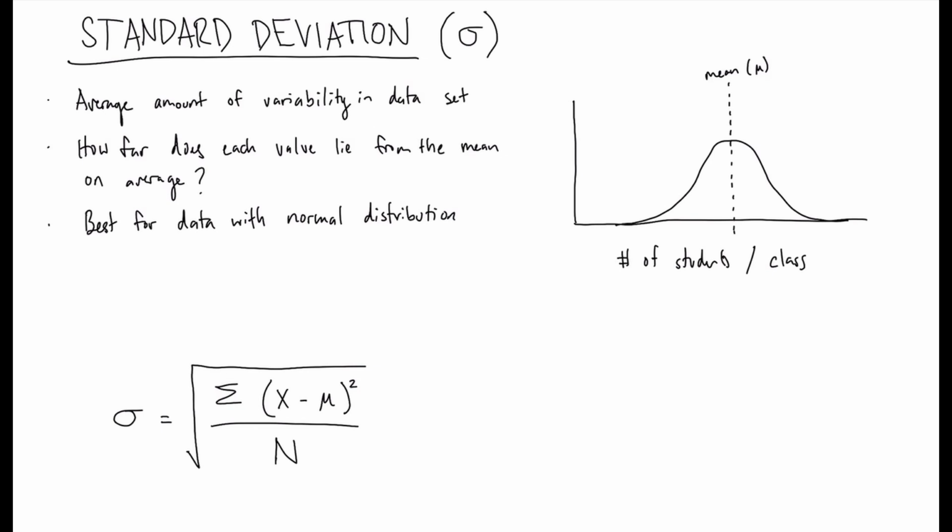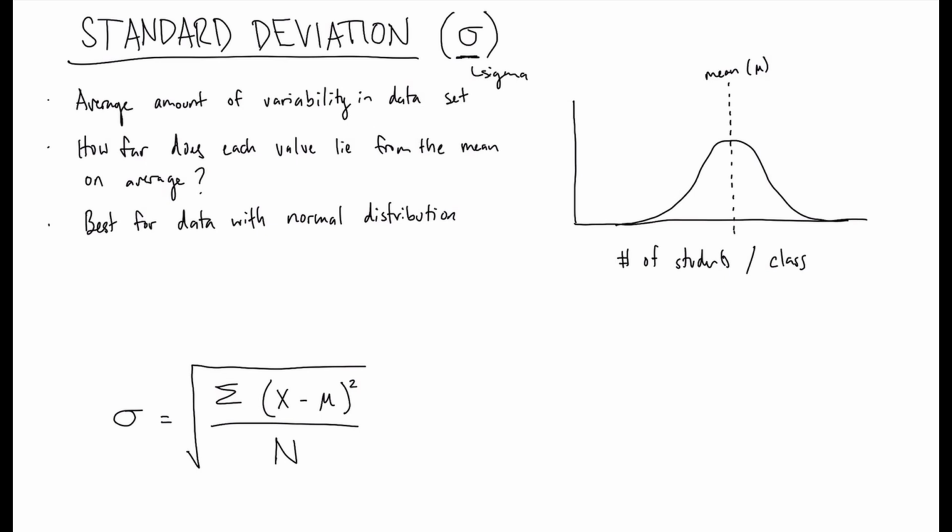It is represented by this symbol right here, which is called a sigma. And the standard deviation tells us the average amount of variability in a data set. And so basically, how far does each value lie from the mean on average?